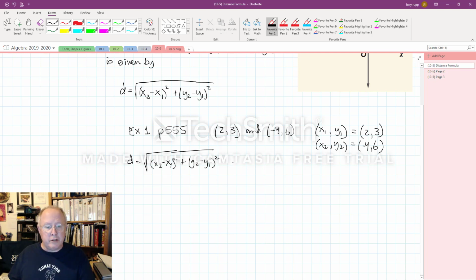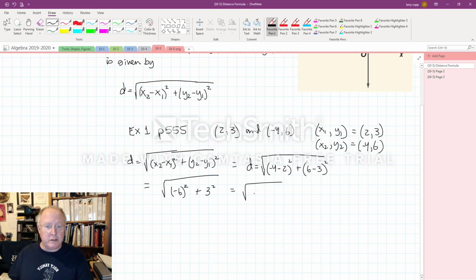So really what we do is we just drop values in and plug and chug. So d is equal to the square root of x2, which happens to be -4, minus x1, which happens to be 2, and we square it. And then y2 is 6 minus y1, which is 3, and we square that. So this is equal to the square root of -4 minus 2 gives you -6 squared, plus 6 minus 3 is 3, which gives you 3 squared. So this is the square root of -6 quantity squared is 36, plus 3 squared is 9, and that gives you the square root of 45.